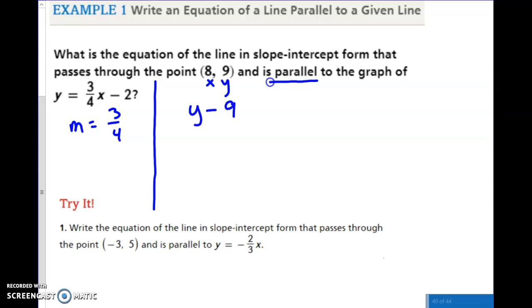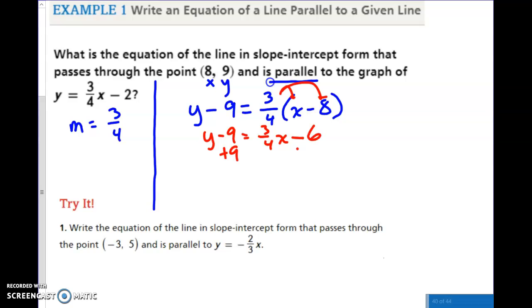Y minus the y that I know equals my slope times x minus the x that I know. That's point slope form. And then I'm going to go ahead and multiply that through. 4 into 8 is 2. 2 times 3 is 6. Y equals that. And that's my equation. It has the same slope, but a different y-intercept.